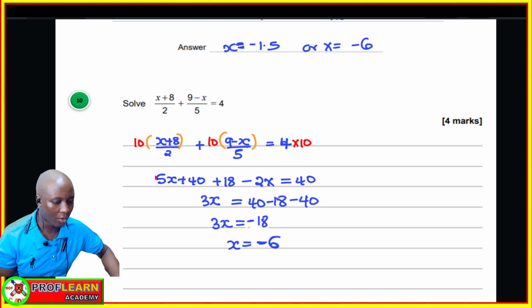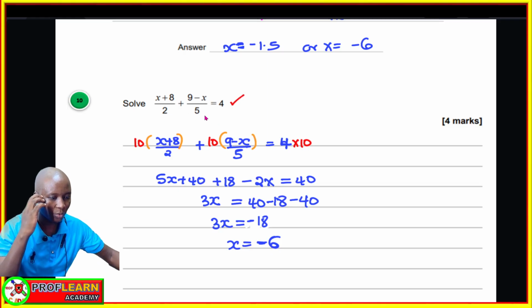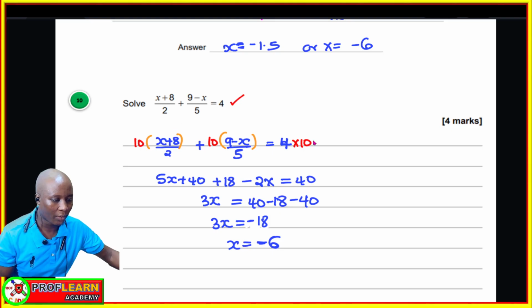And then we are going to use the LCM of 2 and 5 here. You multiply all through by all the terms. Of course, if you cancel this, you're going to get 5, and you cancel 5 and 10, you are going to get 2 here.